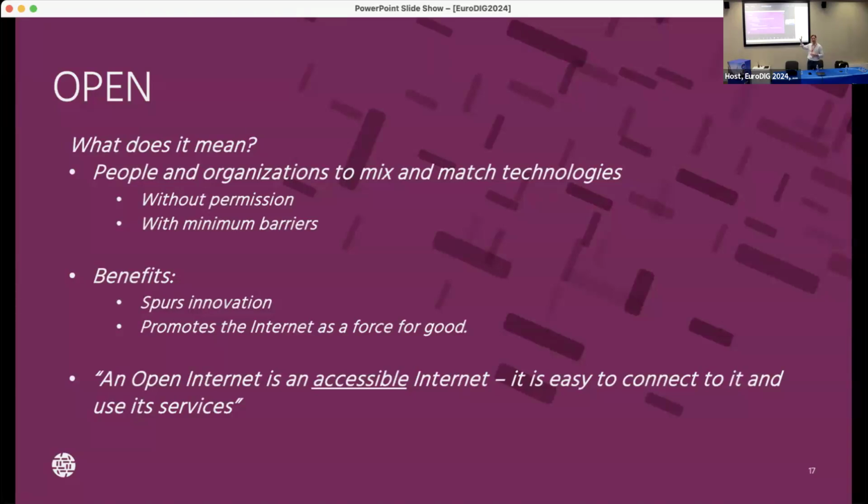And again, this is the ideal version. In the ideal state, this is what it should look like. And there are a couple of benefits from striving towards this type of openness. Well, it gives you innovation, and it can promote an internet that is a force for good. So if you were to summarize this, an open internet is basically an accessible internet. It's easy to connect to the internet, to become part of it and to use its services. If we strive towards that, we're striving towards an open internet.